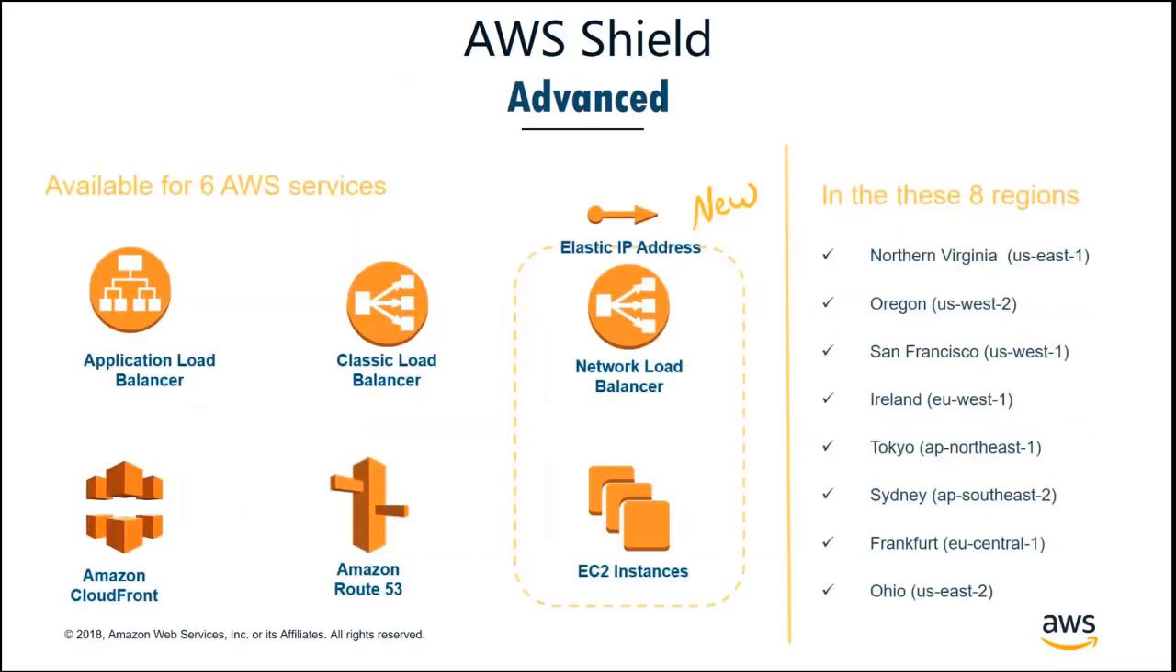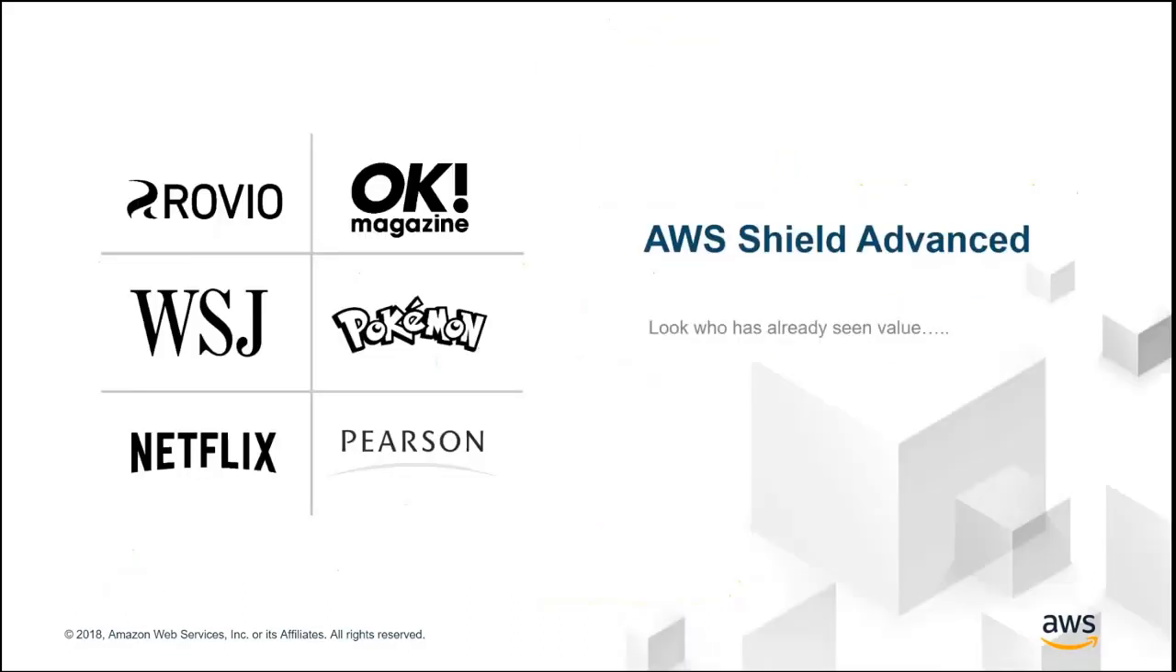So Shield Advanced today is available in 8 different regions: US East 1, US West 2, US West 1, EU West 1, AP Northeast 1, AP Southeast 2, EU Central 1, and US East 2, and counting. Today we support 6 different services, and we recently added support for elastic IP addresses. Some of our customers taking advantage of Shield Advanced today: OK Magazine, Wall Street Journal, Pokemon, Pearson, Netflix, and Rovio.